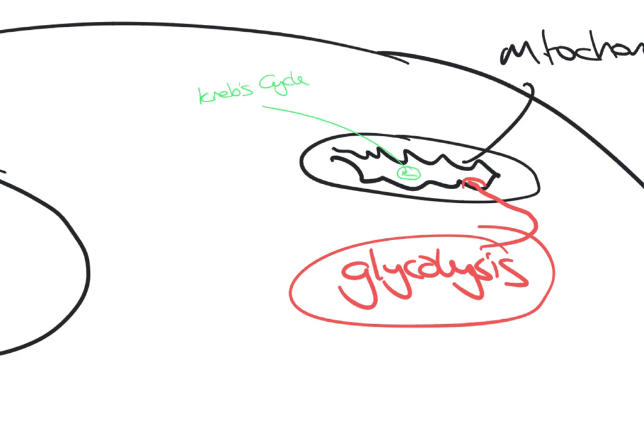And then the final step, which occurs inside the inner membrane of the mitochondria, is the electron transport chain. So both Krebs cycle and the electron transport chain occur within the mitochondria, with the Krebs cycle being inside the matrix and the electron transport chain being in the inner membrane of the mitochondria.